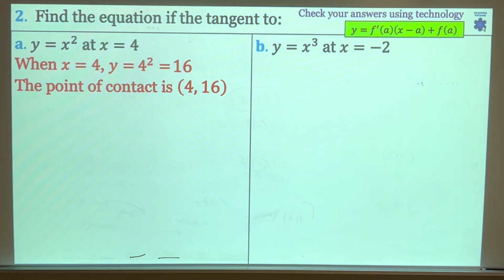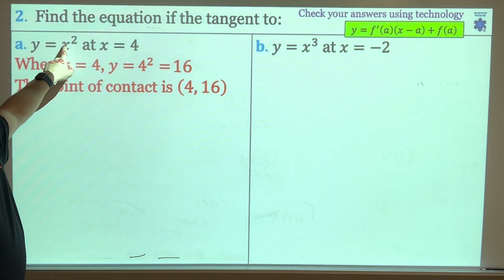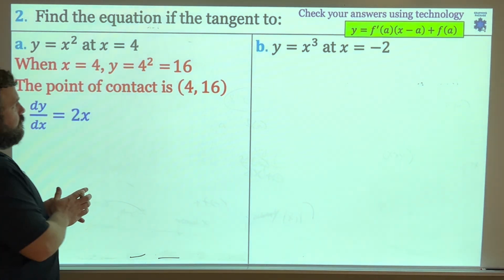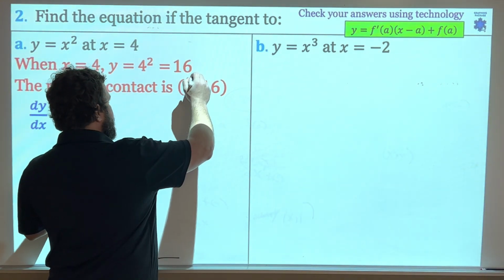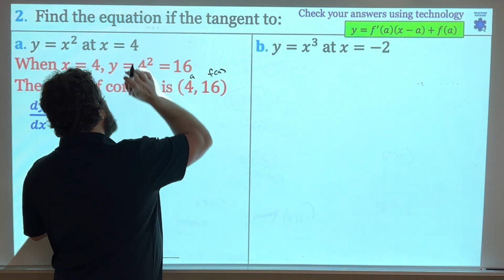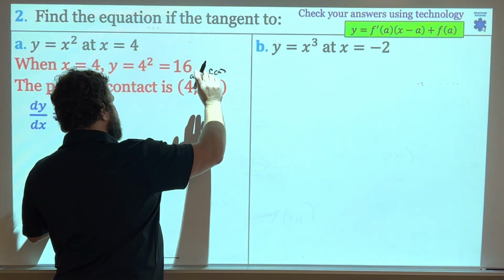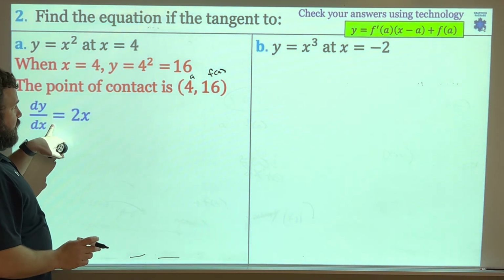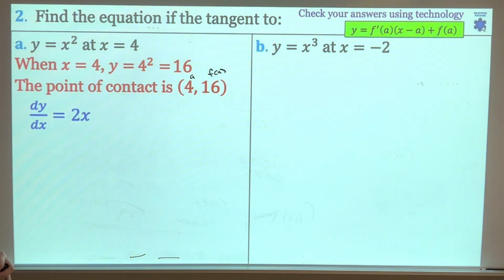Step 1, always find your contact point. So step 1 is find your contact point. Step 2, derive. Derivative of x squared is 2x, dy/dx or y prime. I'm not going to do this forever, but we have our a and our f of a. So step 1, find a and f of a. Step 2 is derive. Step 3, find f prime of a.